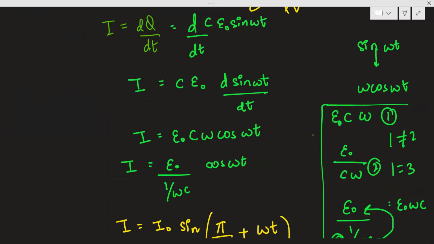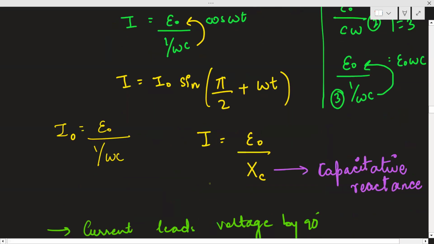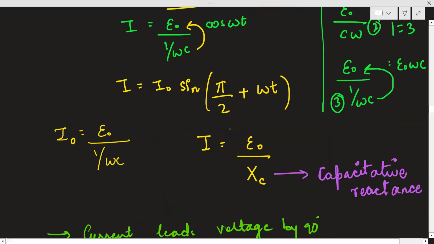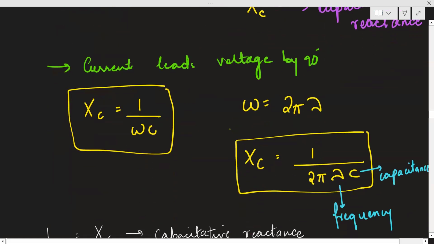Now look, class, E and C omega are different, so we shift this into the denominator's denominator. When it goes up, it becomes back to this. That's why we have written E naught by 1 by omega C. Here, 1 by omega C is the constant this time, that is the capacitive reactance. And here current leads: in the current equation, we are getting a plus sign. So XC is equal to 1 by omega C, or you can say 1 by 2 pi nu C.